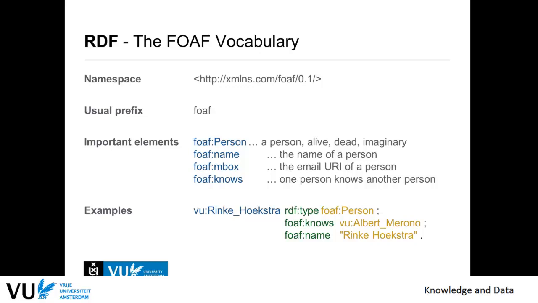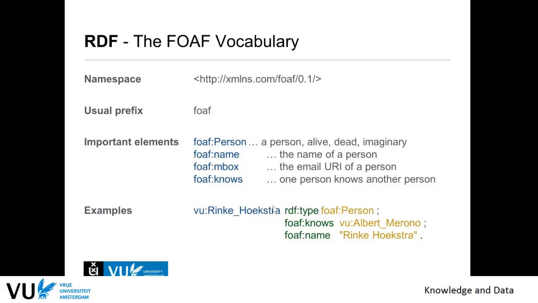So we say that someone is a person, alive, dead, imaginary, whatever. It comes with a name, it comes with an email address, it knows someone else, so this is the means to build the social network. And there are more elements in the vocabulary, but not that much more.